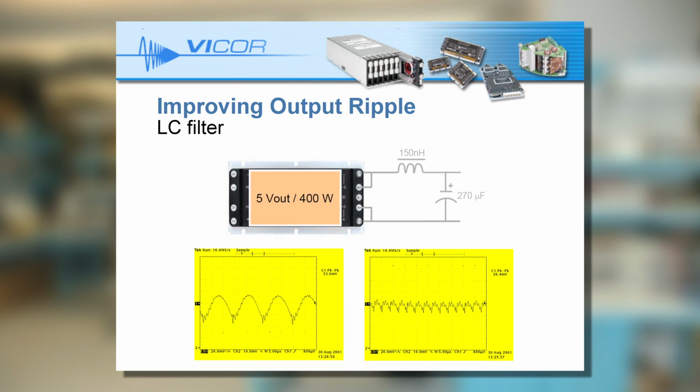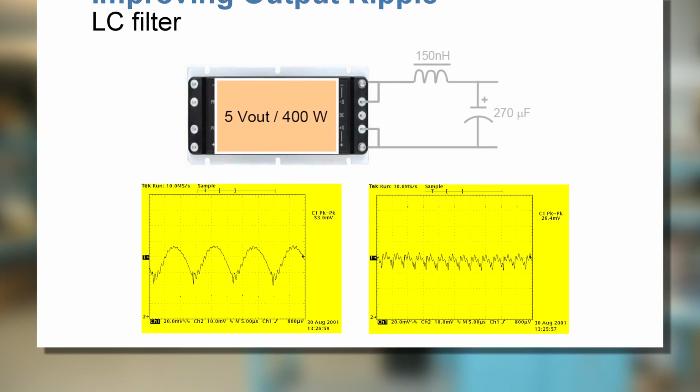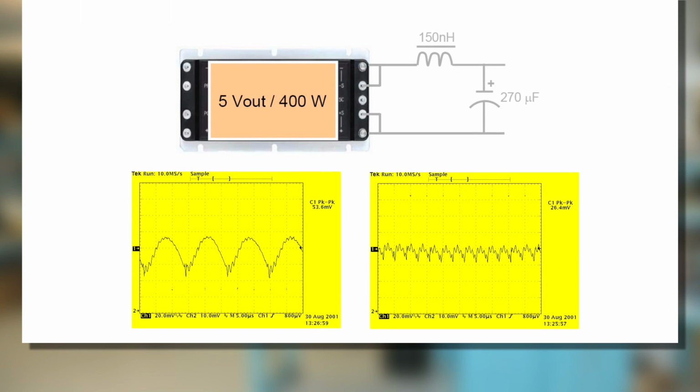In this case we added an LC filter consisting of a 150 nanohenry choke and a 270 microfarad capacitor. You see that there is also a slight improvement on the oscilloscope plots below. Here we used a resolution of 20 millivolt per division.